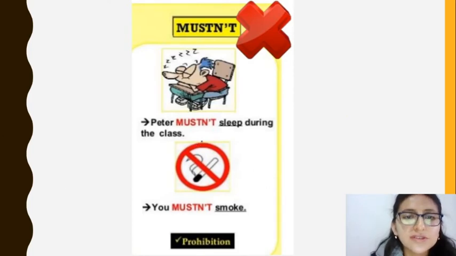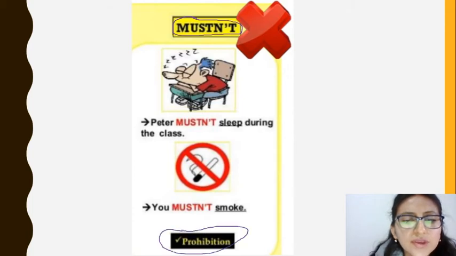Here we have some exercises. Peter mustn't sleep during the class. Okay? First, the modal verb mustn't in negative, it's a prohibition. Okay? It's a prohibition, remember. Peter mustn't sleep during the class. Peter no debería o no debe sleep, dormir, durante la clase. Okay? In this case, you mustn't smoke.